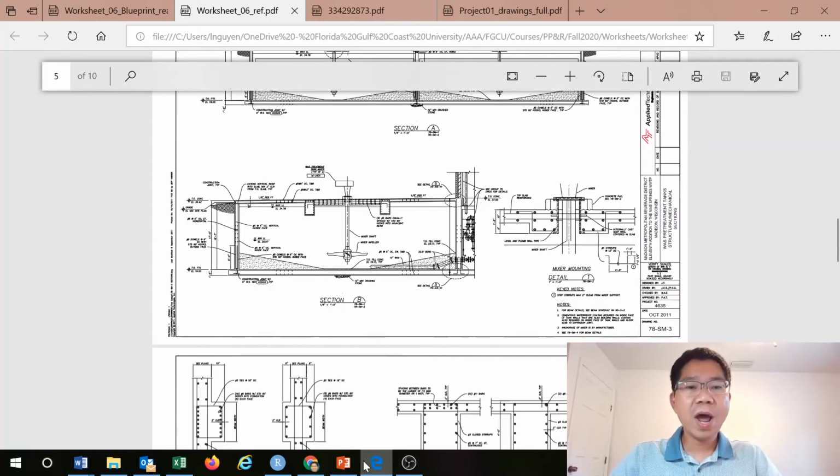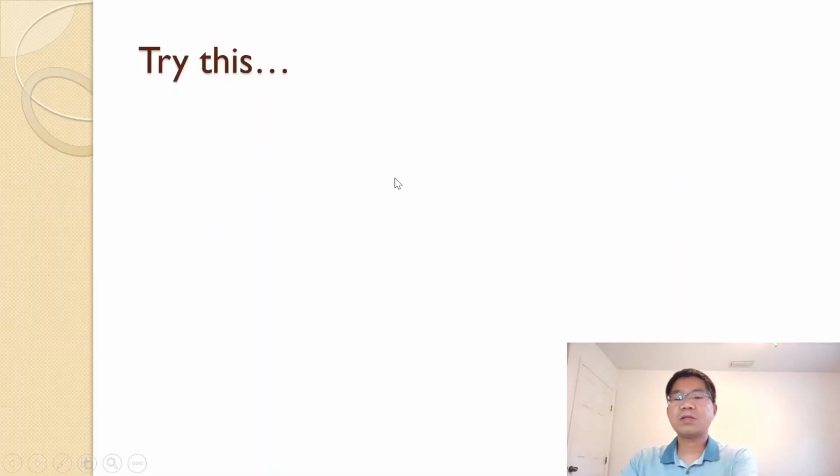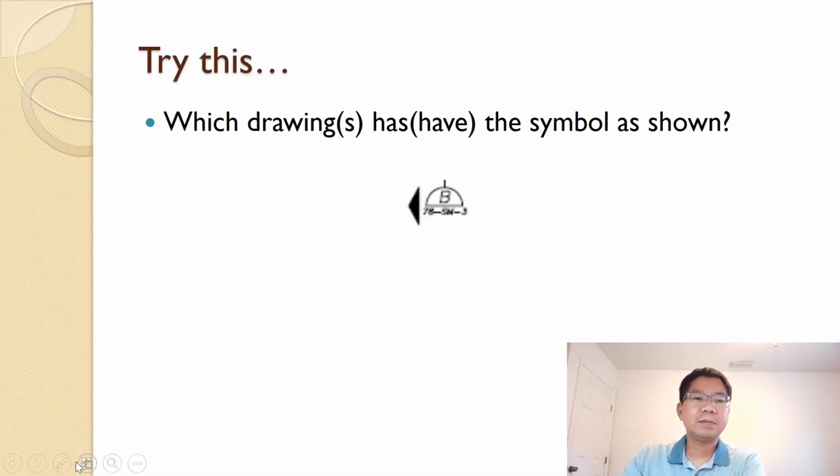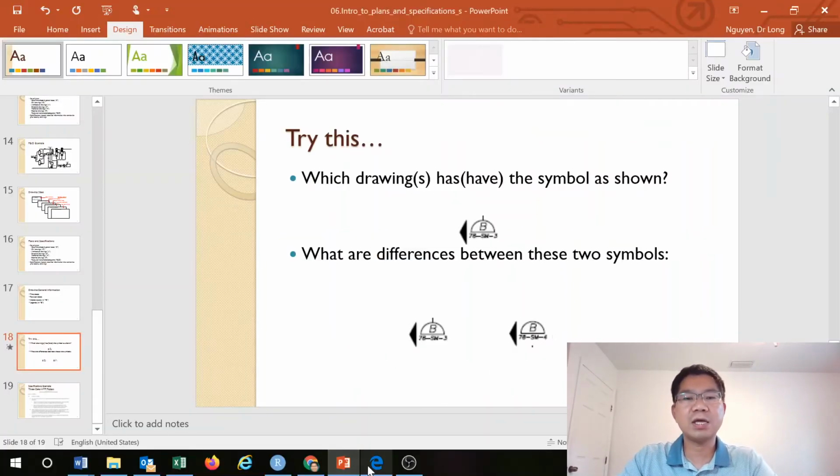So with that one, I go back to here so that you see the difference. Bottom line, go back here. That shows section B, viewed from right to left, and you can see the detail of that section at drawing number 78 SM3. The difference between these two is that they are also cross sections, but you see that in SM3 and SM4. Even though they put B, it might not be that the views are actually the same section. And I'm going to show you that here.